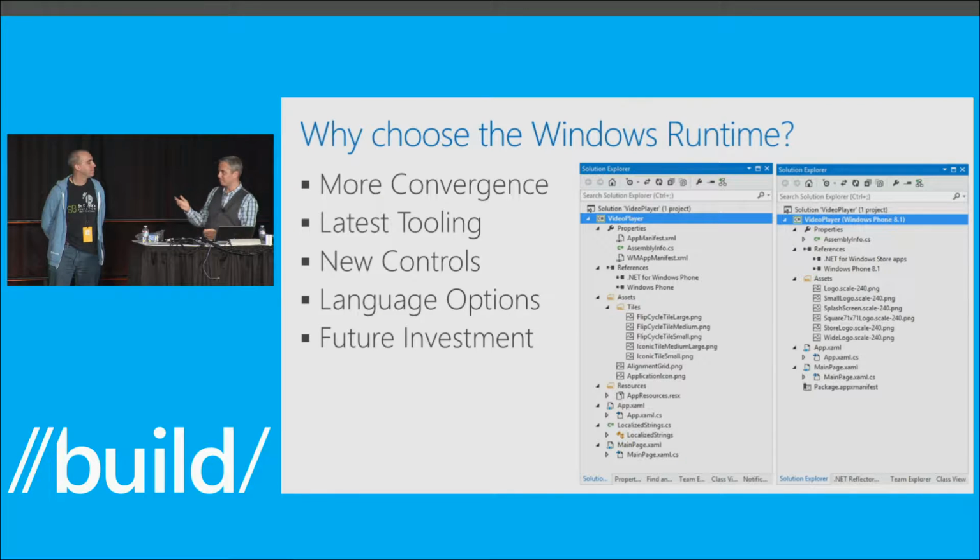Then again, I might move away from Silverlight and decide to take advantage of the runtime. Indeed. With the Windows runtime, obviously, you've got the highest level of convergence with Windows. You've got the latest tooling that we're offering. You've got new XAML controls that are now going to be converged with Windows and Windows Phone, such as the hub control. You've got language options, such that if any of you suddenly want to do JavaScript, that's an option for you now. And also future investment.